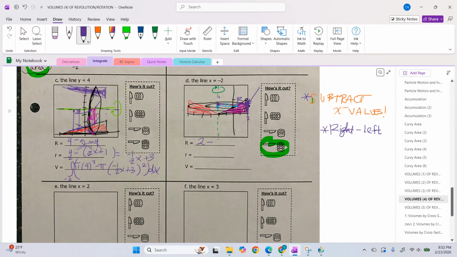And what's the x value right here? Well, that's my axis of rotation. That's -2. 2 minus -2 is 4. So your big radius has a length of 4. And that should make sense. You can count it. 1, 2, 3, 4. All right, let's do little r.